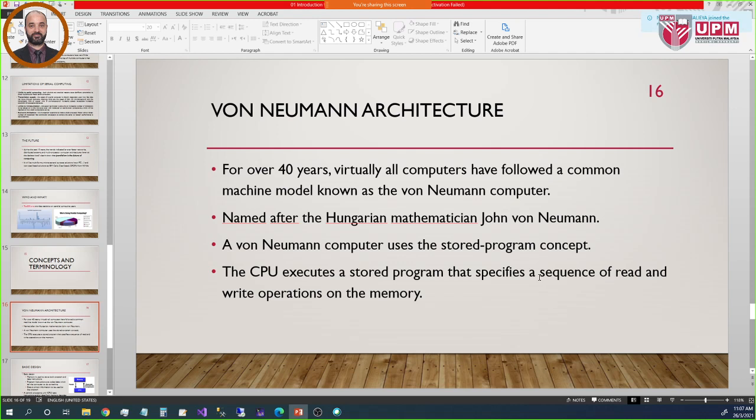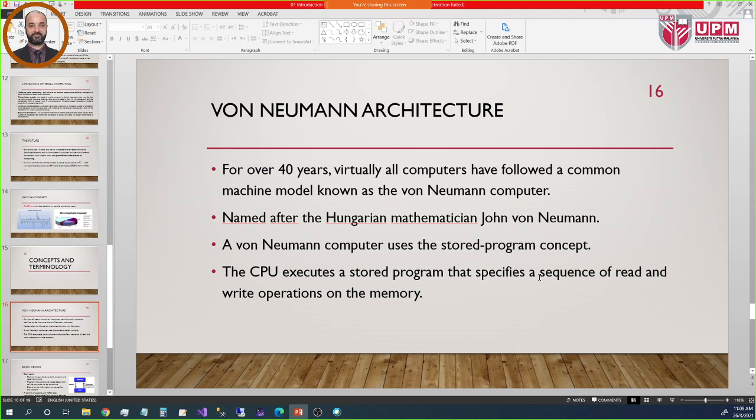And for this reason, we bring it here for your information, to understand about it, to read about it, in order to get really into the parallel computing and to understand how it works based on the basic architecture that's commonly used everywhere. This architecture is named after the Hungarian mathematician John von Neumann. The von Neumann computer uses the stored program concept. So this is one of the main concepts used through this architecture.